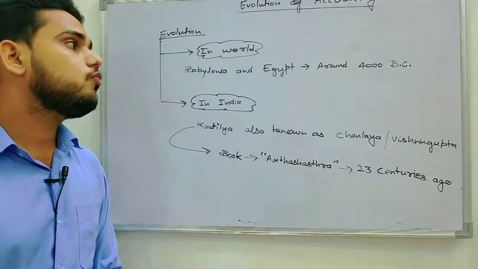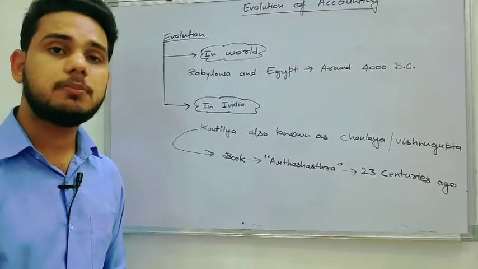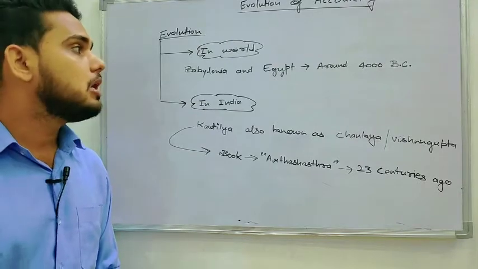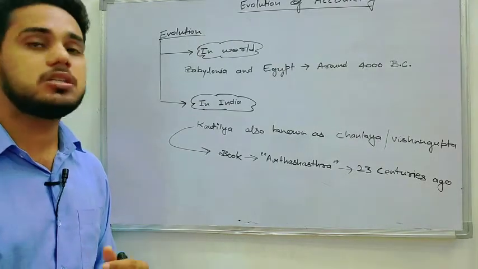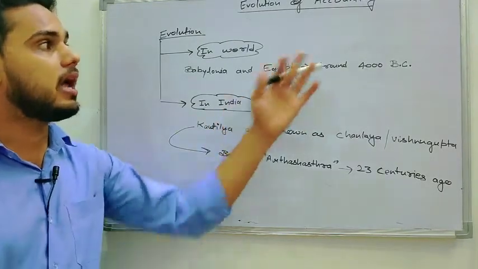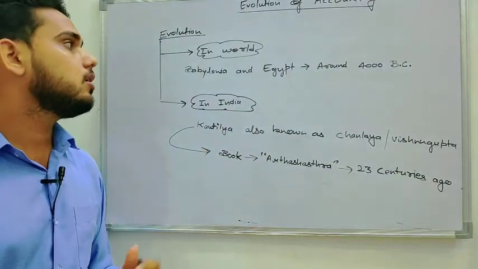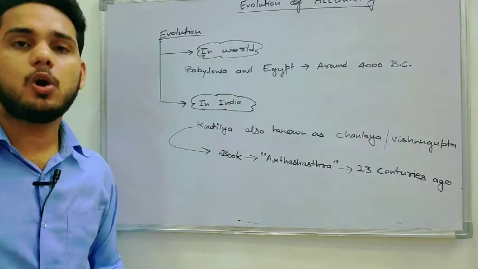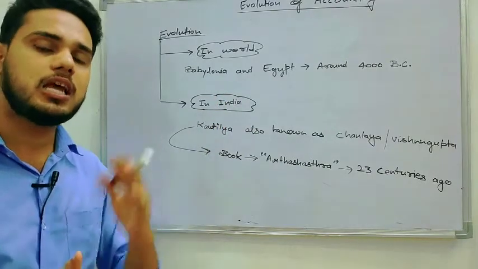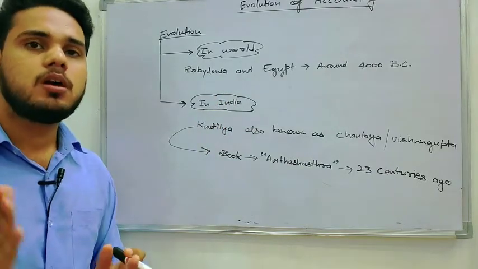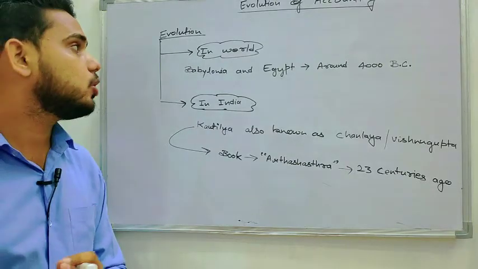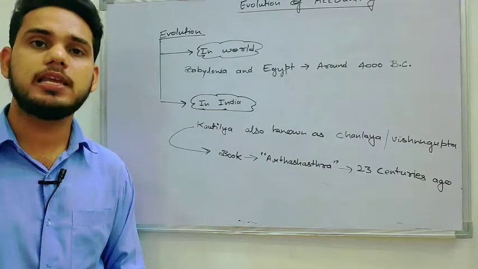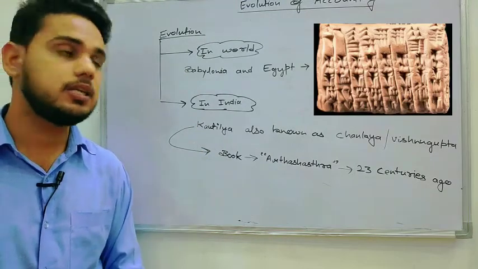Around 4000 before Christ, some evidence was found in which it has been seen that accounting was present at that time. Those evidence were found in Egypt and Babylonia. Babylonia was known at that time as the city of commerce. You can see on the board I have placed a picture related to that evidence.